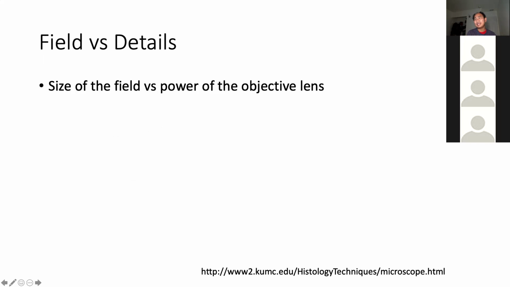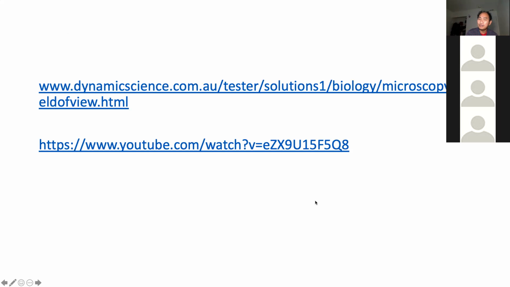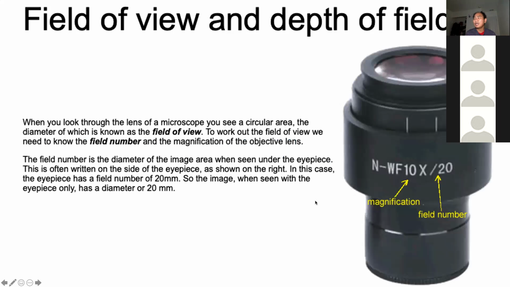Field of view and detail: if you are flying high, what you see down there is not very specific. It is just a bird's eye view. But the more you go in, the field of view gets smaller, but you get more detail. So this is a very good website here, and these are good videos, which I'm not going to repeat. And whenever you look at the microscope lens, always look at the magnification and field number.